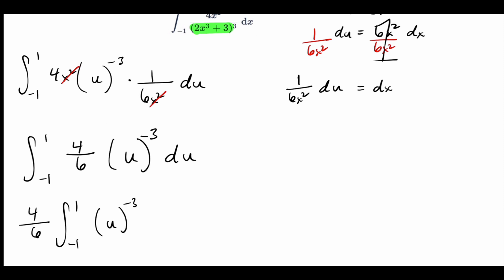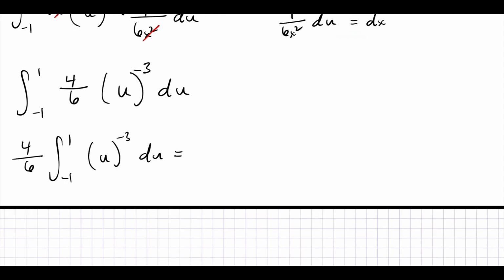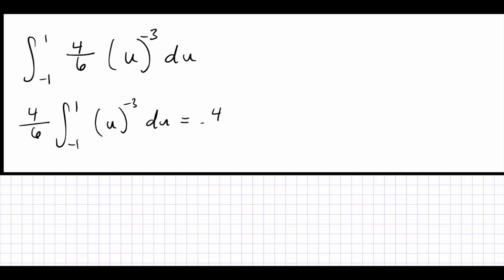Okay, so now I have u to the -3 du. So what I'm going to do here is find the antiderivative. So 4, 6 is going to be in front times the antiderivative, which is u to the -2. And then I'm going to divide by -2. When I divide by -2, that's the same thing as multiplying by -1/2.